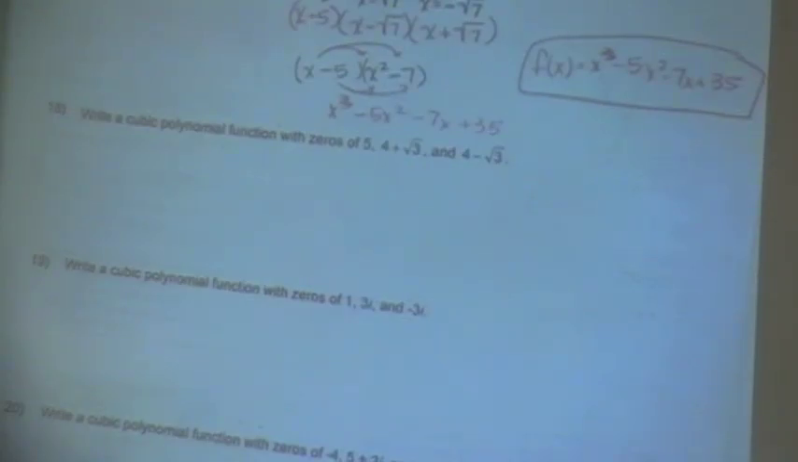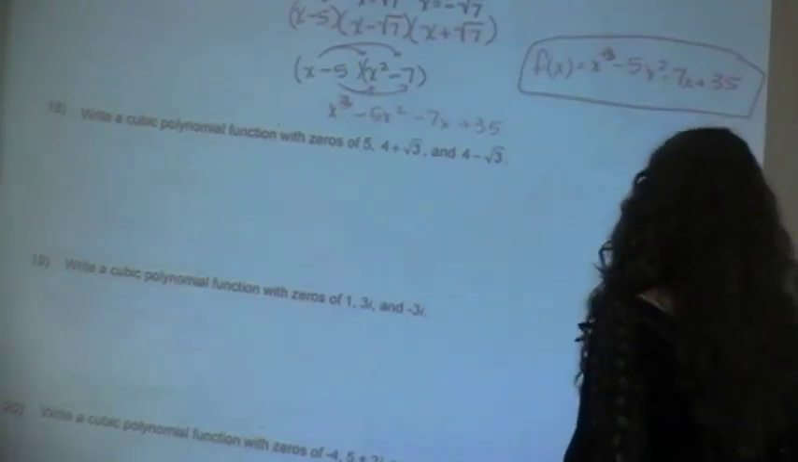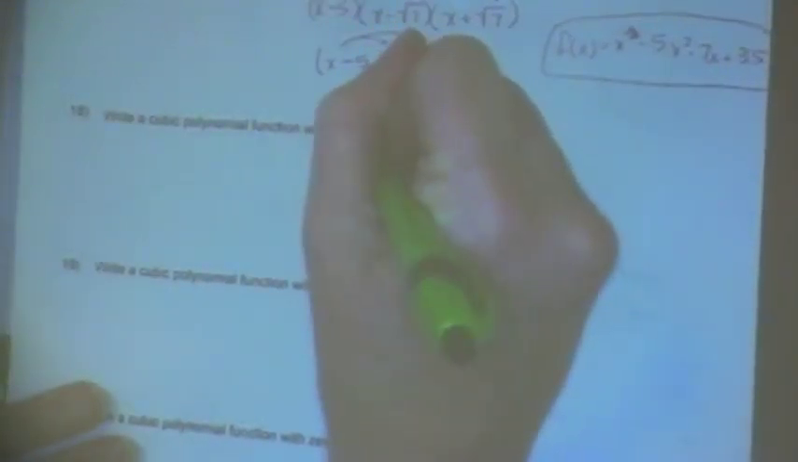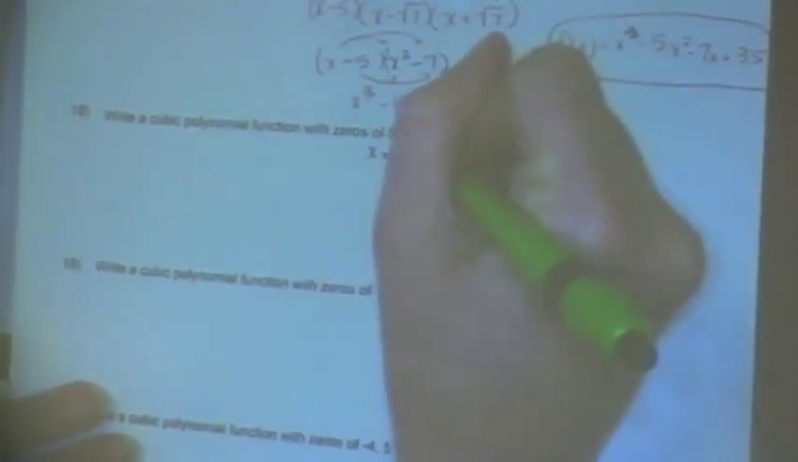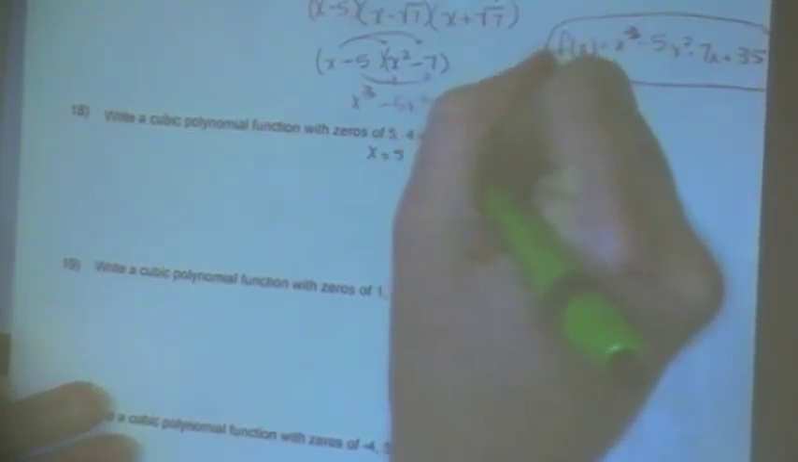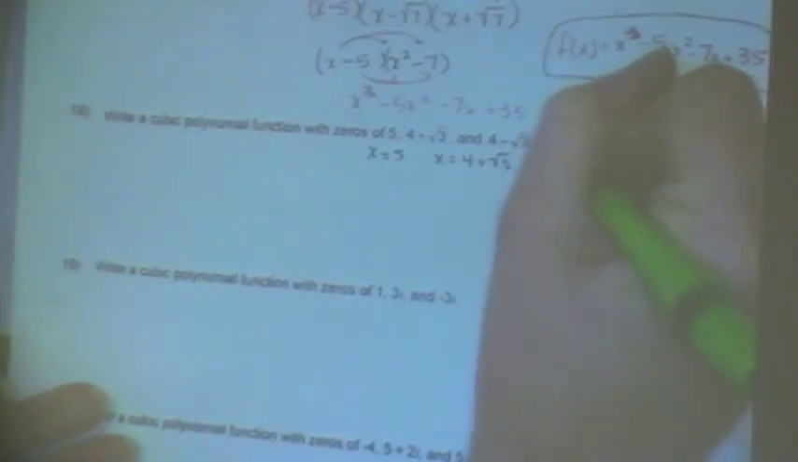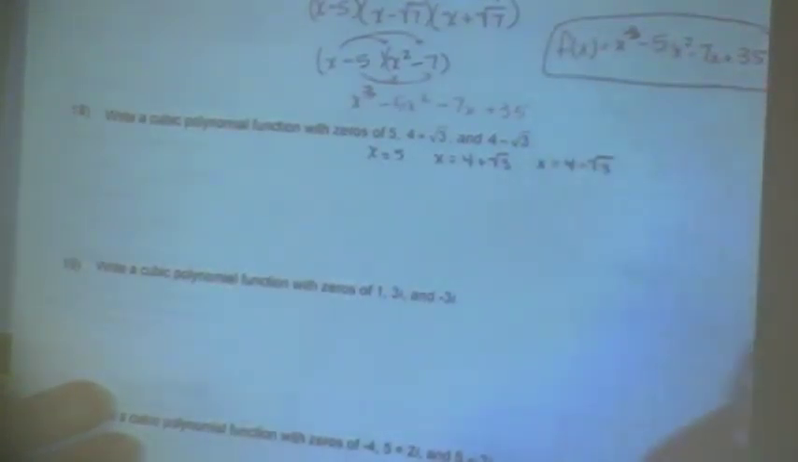And what I've been given: I have the zeros x equals 5, and then I have 4 plus the square root of 3 and 4 minus the square root of 3. They are conjugates of each other, which is nice, but they are not binomials anymore, because when I rewrite these factors, they're both trinomials.